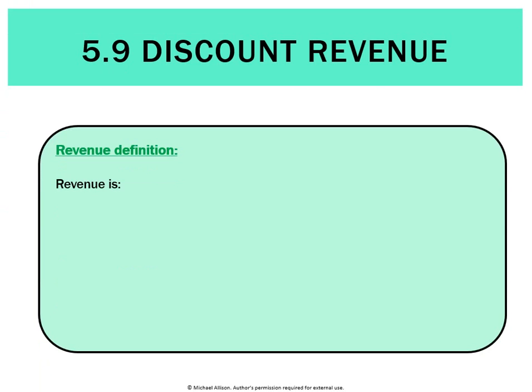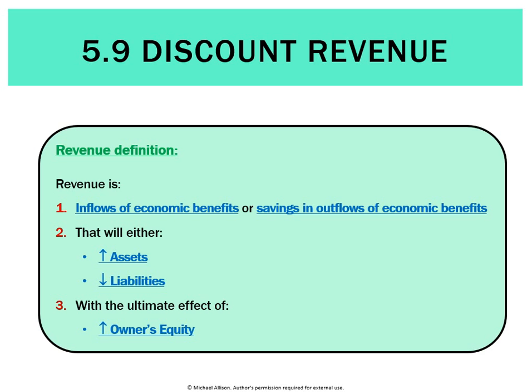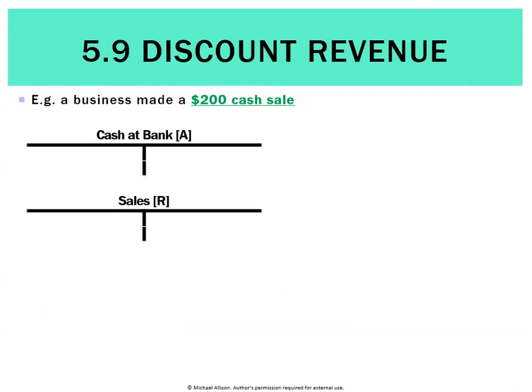To answer that, we're going to go back to the definition. A revenue must be an inflow of economic benefits or a savings in outflows. It must increase assets or decrease liabilities, and it must ultimately increase owners' equity. So taking a standard revenue, which is a $200 cash sale, let's assume there's no GST in this case, that would make our cash at bank asset go up, which would be a debit, and our revenue called sales would go up on the credit side.